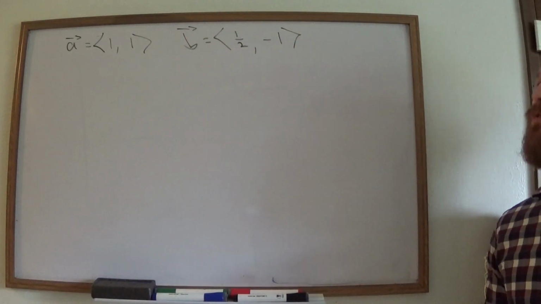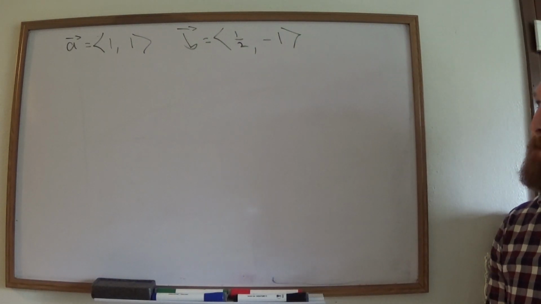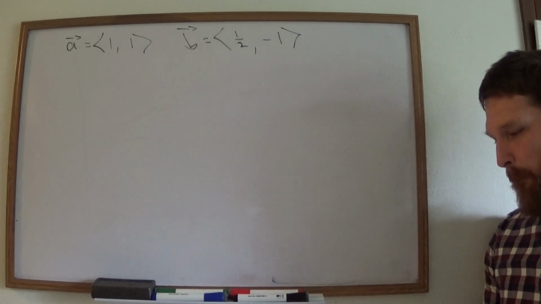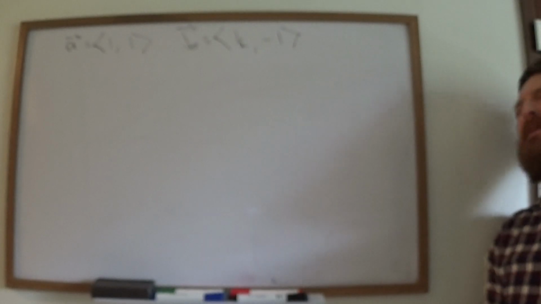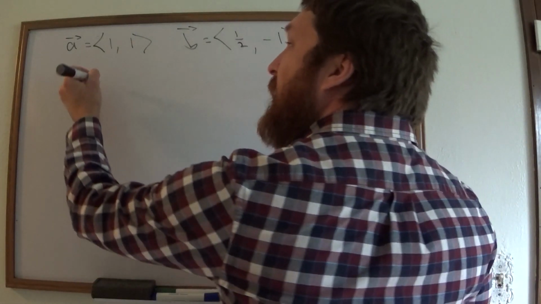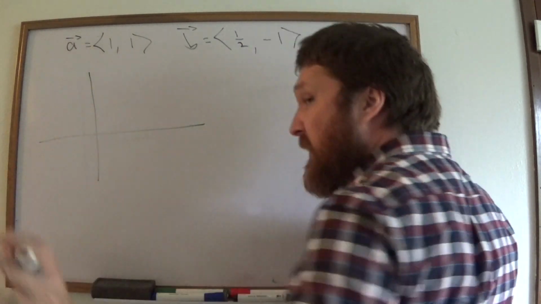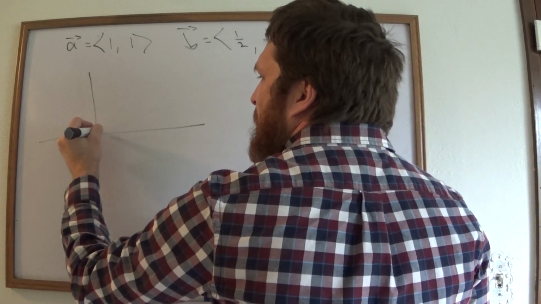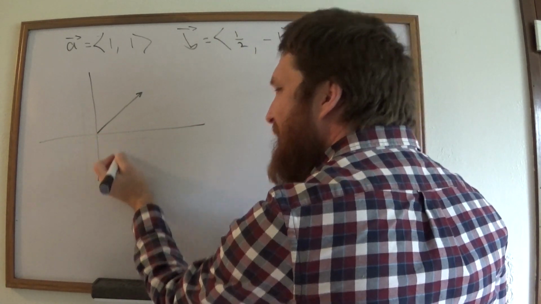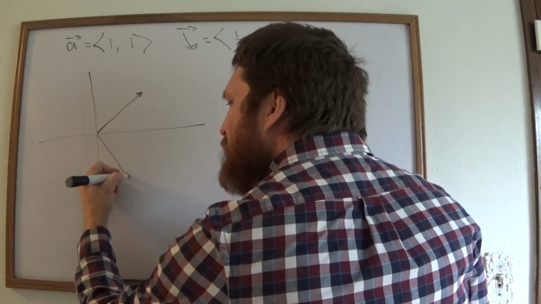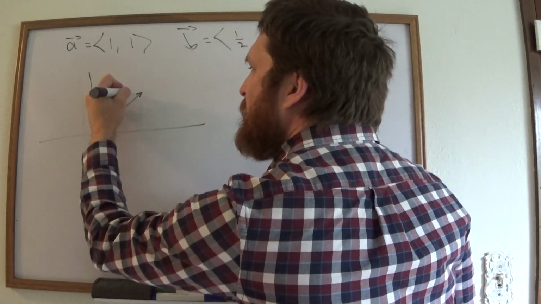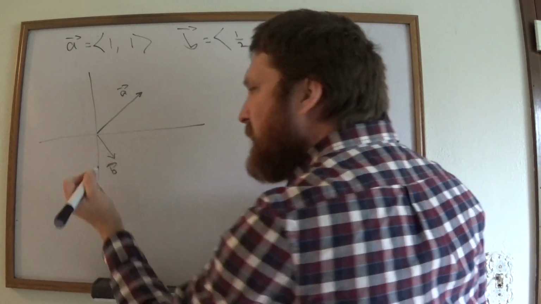Find the angle between A and B. What would you do? Graph them, just to get a picture. That is a good idea. Here A is (1, 1). B is (1/2, -1), so it comes down like this. So there's A, there's B, and you could get a good idea.